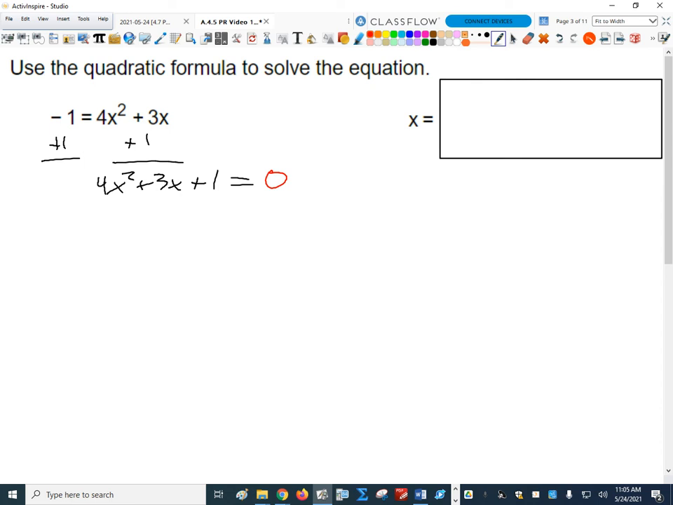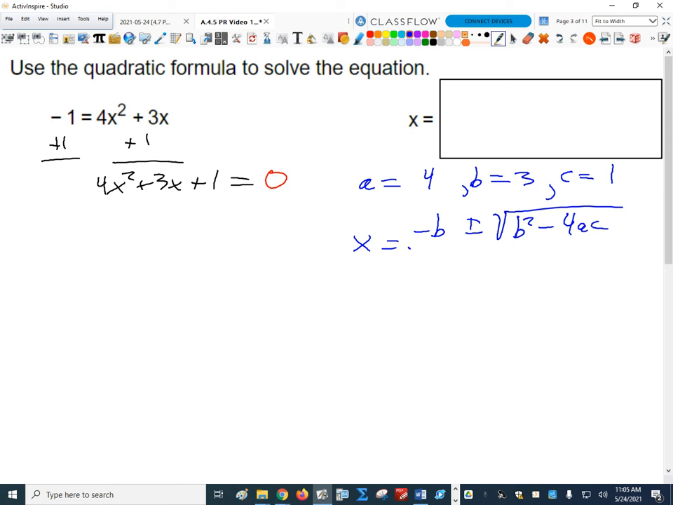A is positive. We're not going to even try to factor that because it'd be slip and slide, right? So we're just going to use the quadratic formula. What are my values of A, B, and C? 4, 3, and 1. And let's remind me about the quadratic formula. Okay, you need to warm up your voices a little bit this time. X equals, come on. There you go.